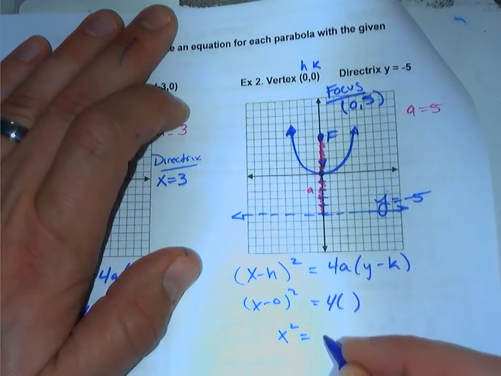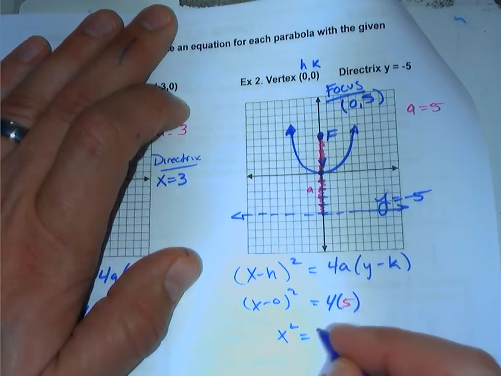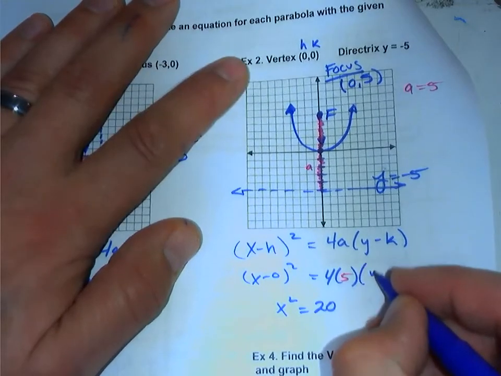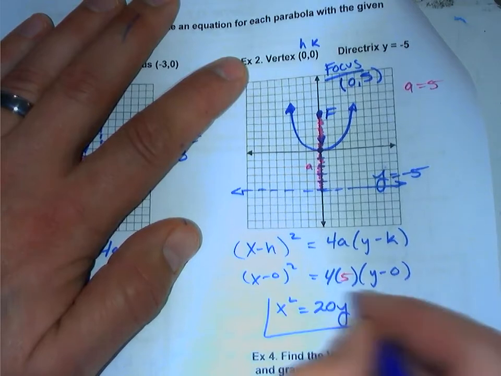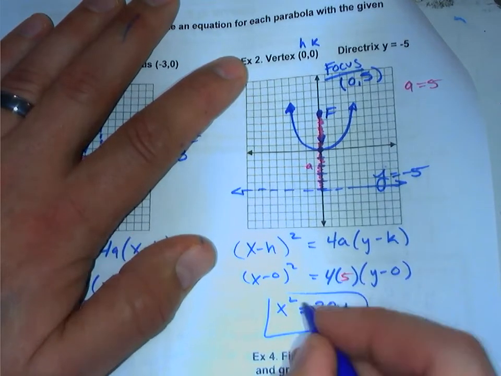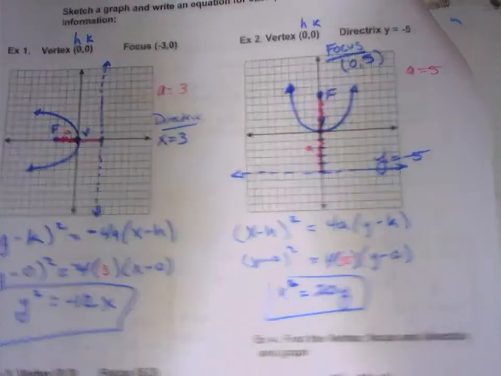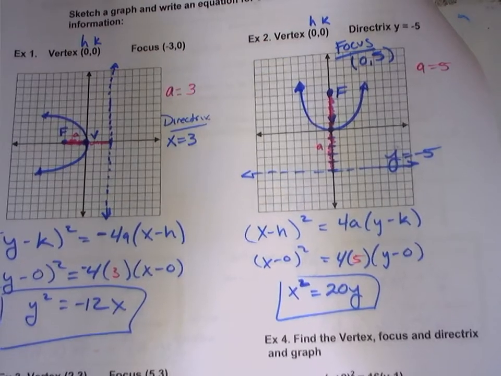A, what's A? 5. So 4 times 5, simplify that to 20. And then we have y minus k, which is 0. So that's just 20y on that side. So final answer, I get x squared equals 20y for my equation that we're using. Okay, so not too bad. Give me a thumb. Where are we at, guys? Thumbs up, thumbs down, sideways. Not too bad. Okay. Questions?